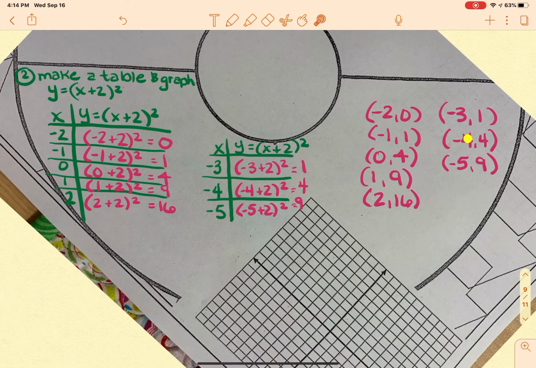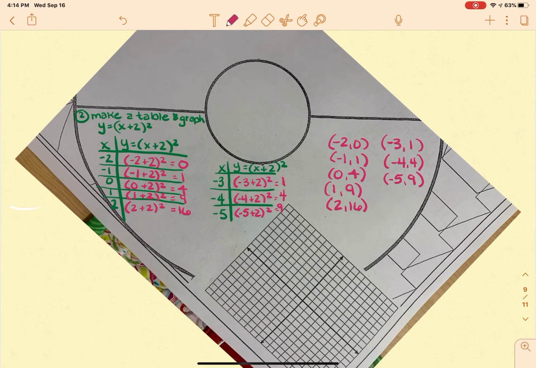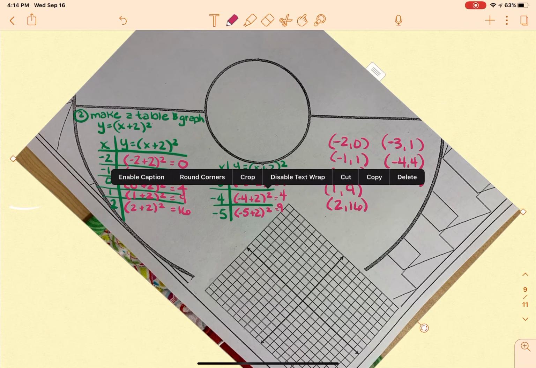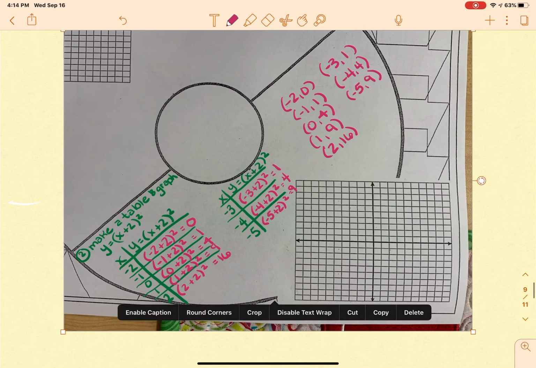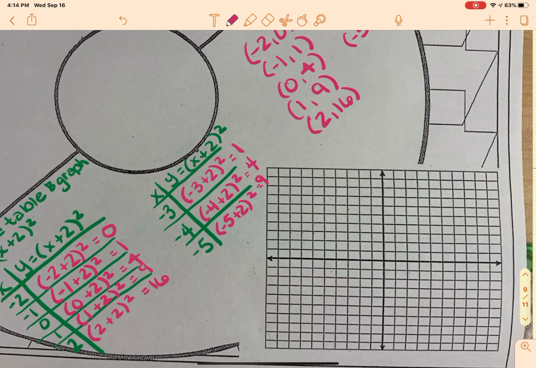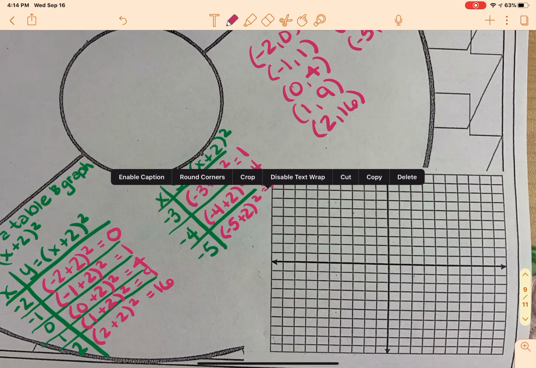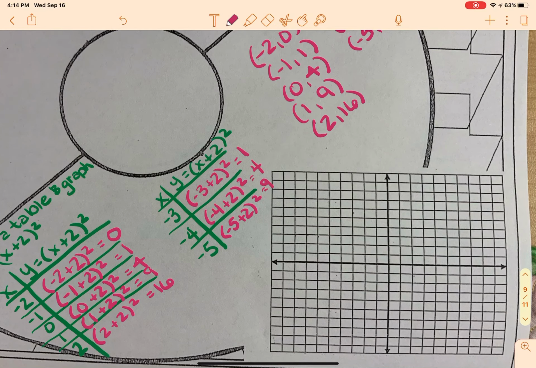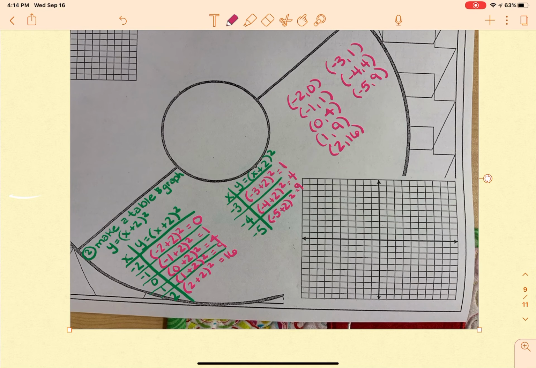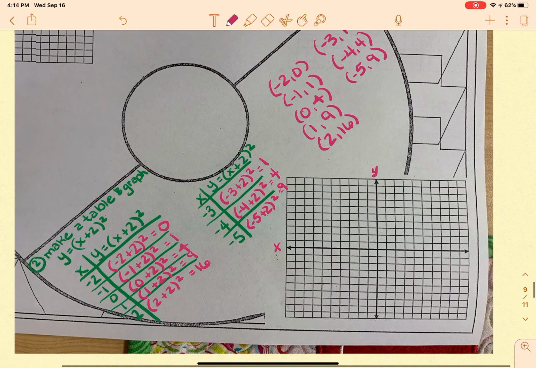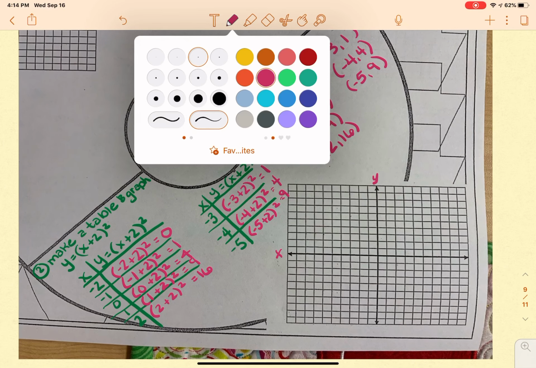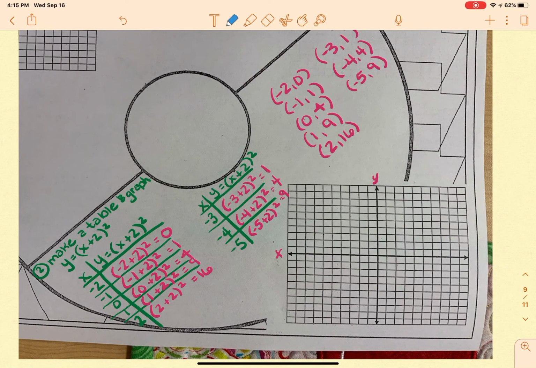Now I've got all these points, so I'm going to put them on here. So I'm going to zoom back out and do what I did before. Turn the graph around the right way. And I'm going to put X and Y on here to kind of help myself, so I know which way is up when I go to look. Okay, so I'm going to start graphing.